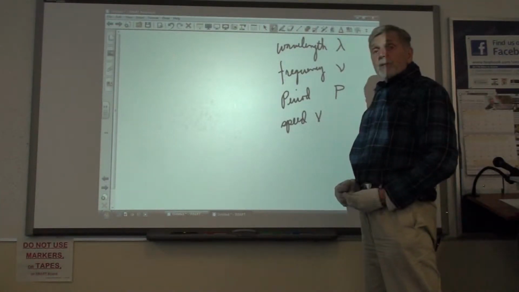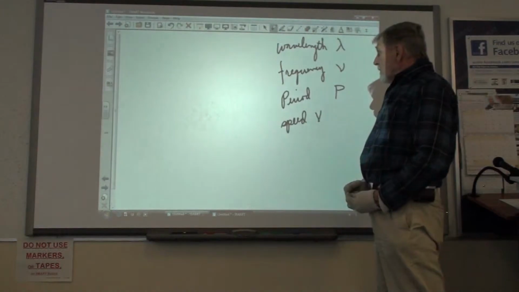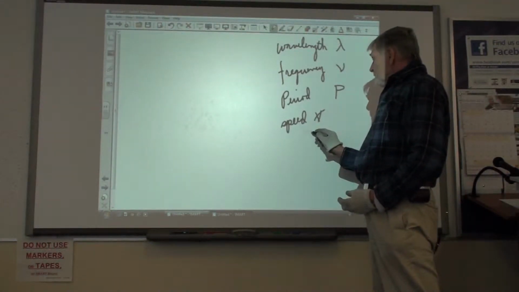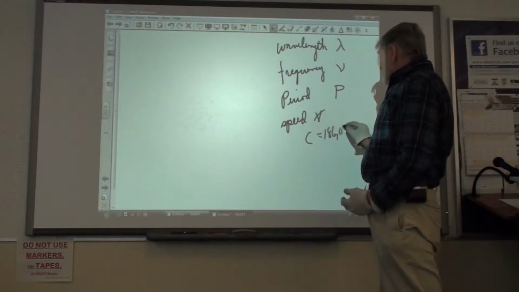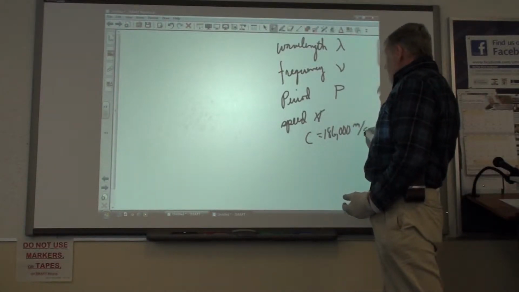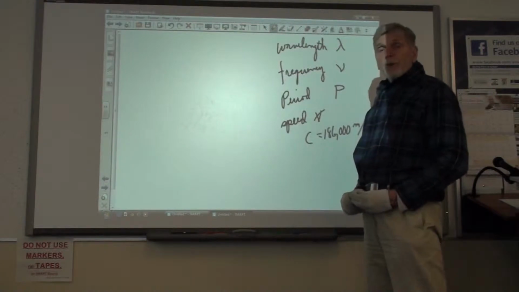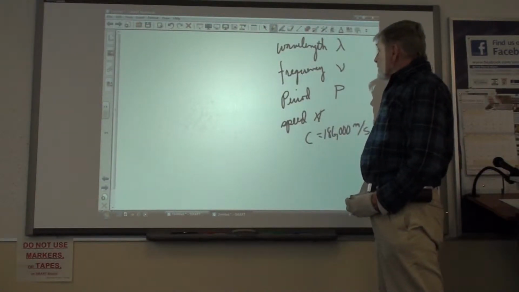But since we're going to be dealing exclusively with light, which travels at a constant speed c, called the speed of light, equal to 186,000 miles per second, from now on we will call the speed of our wave by the letter c.